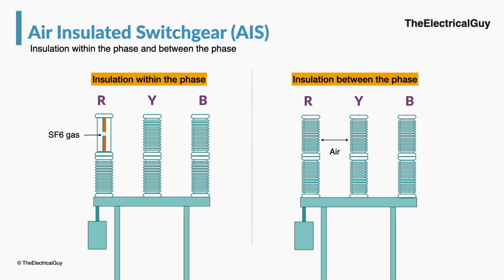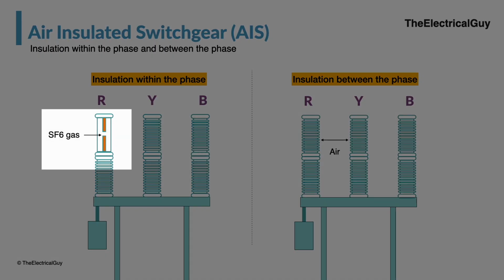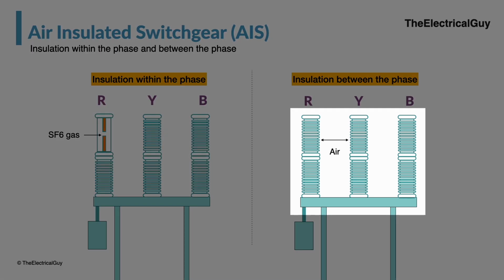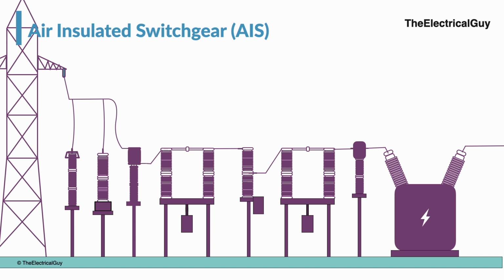In AIS technology, insulation within the phase in all the switchgear like circuit breaker, disconnector and earthing switch, voltage transformer, current transformer, lightning arrestor, etc. is provided by the SF6 gas. However, insulation between the phases is provided by air. Since the insulation is provided by air, a direct connection with the transformer and overhead line is possible.